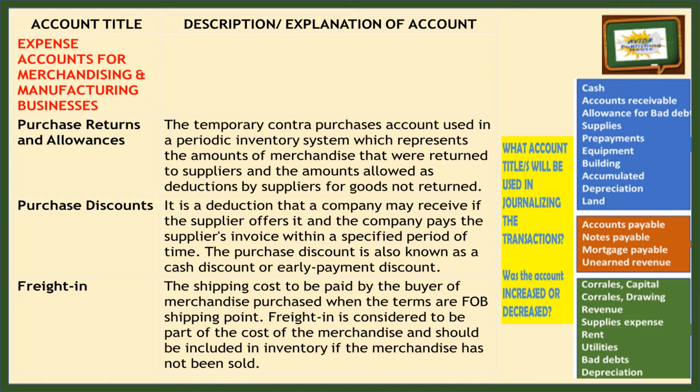Freight in is considered to be part of the cost of the merchandise and should be included in inventory if the merchandise has been sold. A freight in is a transportation expense on the part of the buyer. But instead of considering it as an outright expense, freight in is added to the cost of the merchandise purchased. So when the merchandise is sold, the cost of freight in is included in the computation of the cost of that merchandise.